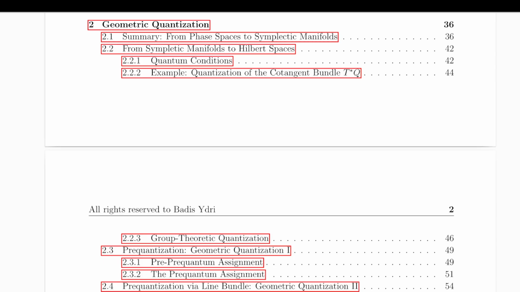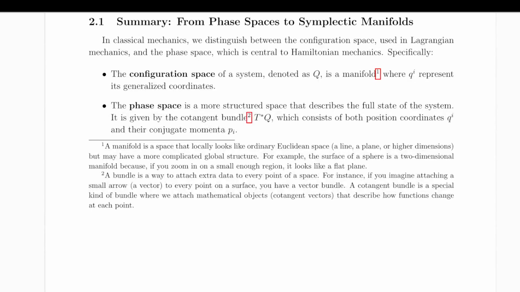Summary, from phase spaces to symplectic manifolds. In classical mechanics, we distinguish between two key types of spaces, the configuration space and the phase space. The configuration space, denoted by capital Q, is the space of possible positions of a system. Each point in Q corresponds to a unique configuration described by generalized coordinates q^i. By contrast, the phase space contains more information. It captures not only the positions but also the momenta associated with motion. Thus, the phase space describes the full dynamical state of the system at any instant.